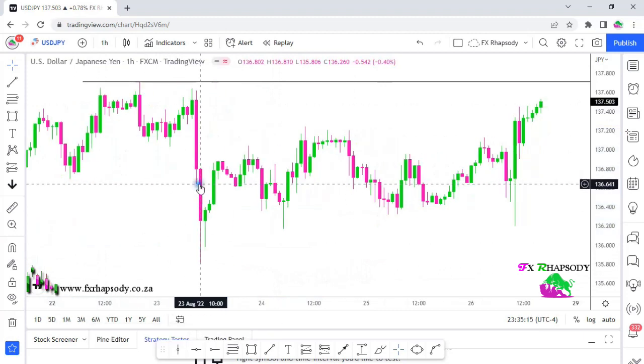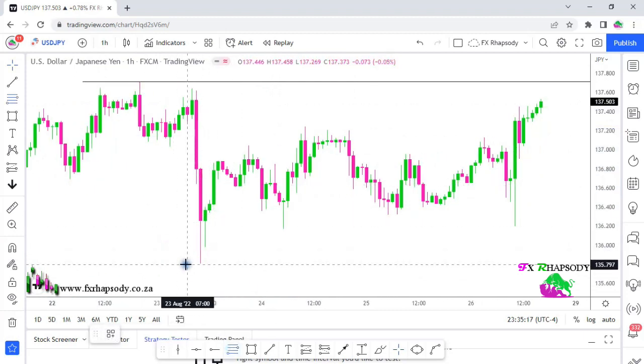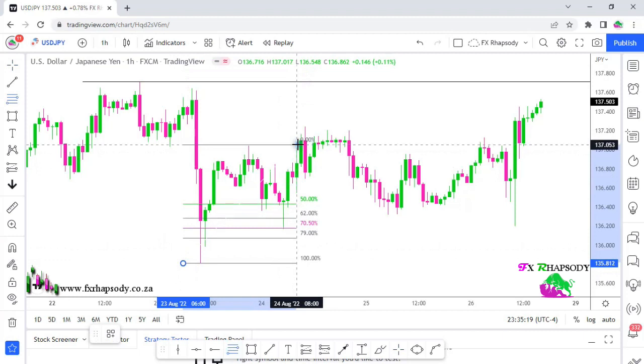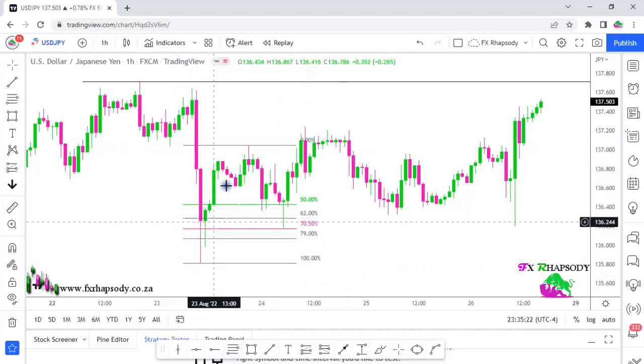I don't like too many lines on my chart. The cleaner the chart, the better you can read it. So you take that low to that high. As you can see, swing low, swing high, price going down into the 62% area.